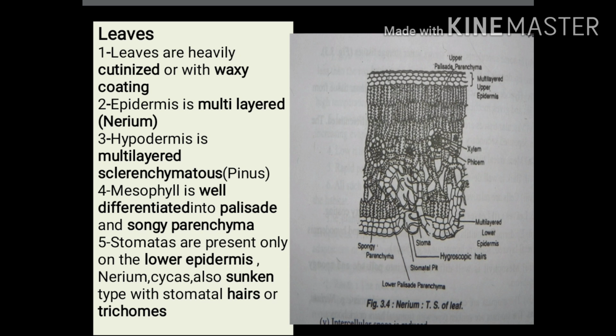The mesophyll is well differentiated into palisade tissue and spongy parenchyma. The stomata are present only on the lower epidermis, which is a peculiar characteristic of xerophytes, and are absent on the upper epidermis, as seen particularly in Nerium. In Cycas, sunken stomata are also observed. In such sunken stomata, stomatal hairs and trichomes are present to check the transpiration rate.